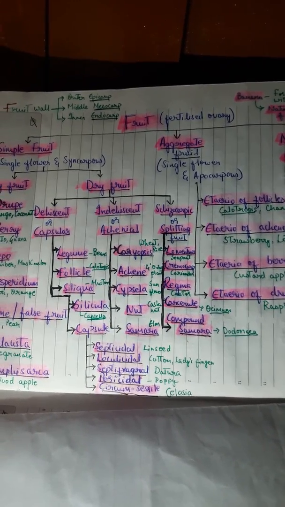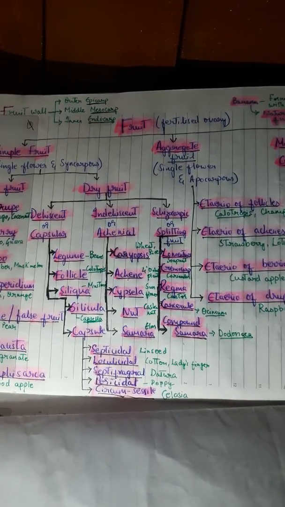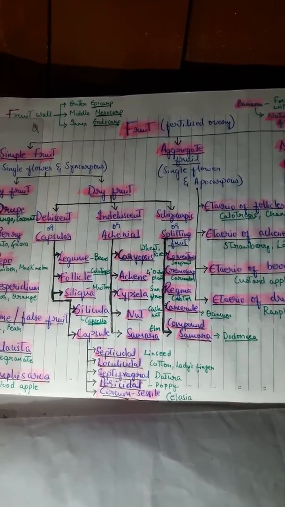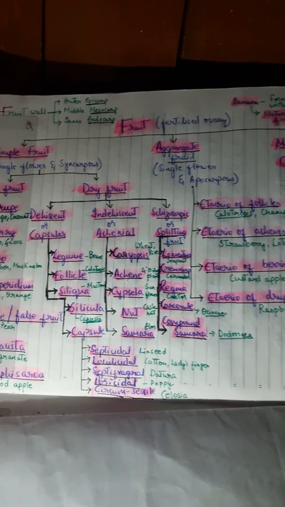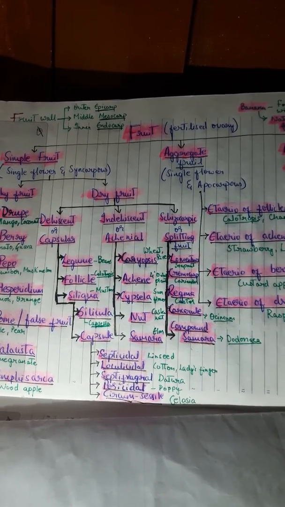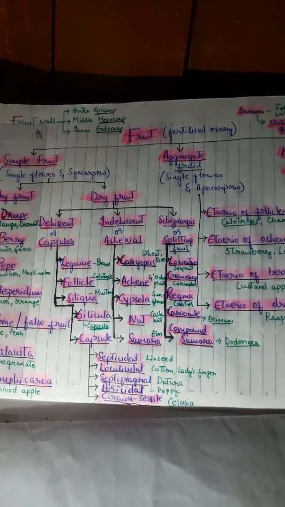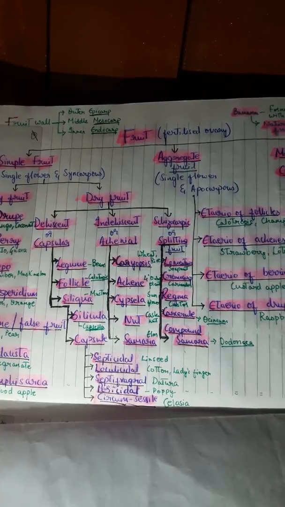So as I have already told you, the ovary or the fruit wall here is dry, and indehiscent, they do not undergo any dehiscence. That is the characteristic feature of it, and they are placed under simple fruit because they develop from a single flower and from carpels which are fused, that is, syncarpous condition.